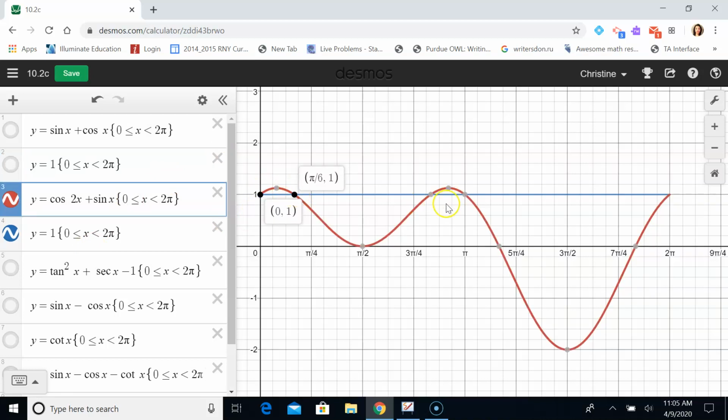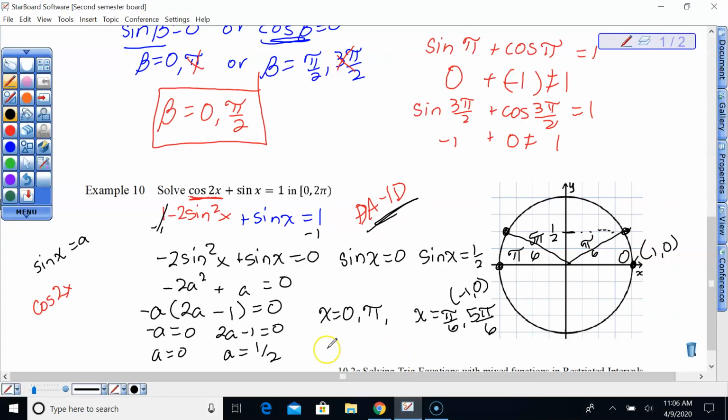So at 0, pi over 6, 5 pi over 6, and pi, this is where the two sides of the equation agree and have the same solution. And so we can see here that we don't have to throw out any solutions. None of them are extraneous. So we'll write out our answer in least to greatest radians: 0, pi over 6, 5 pi over 6, and pi. And I'm going to put a little box around that. There's our solution for that one.